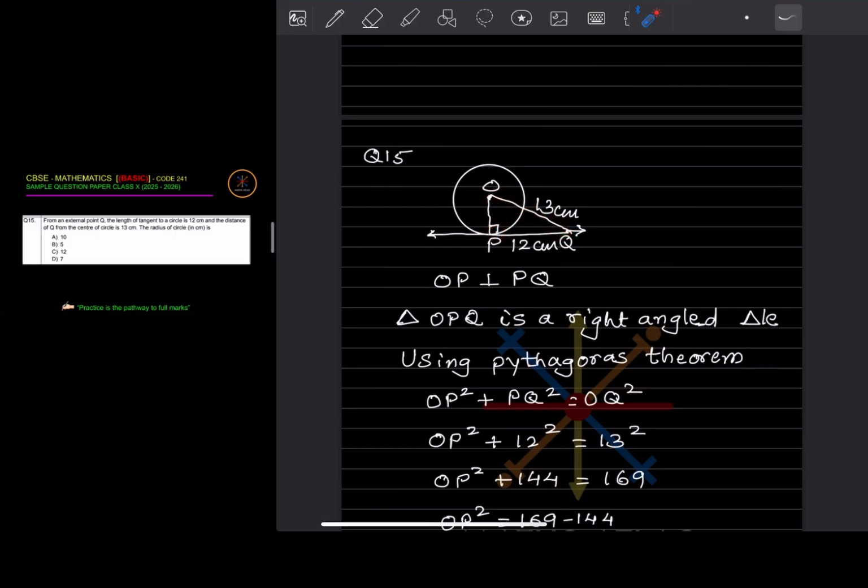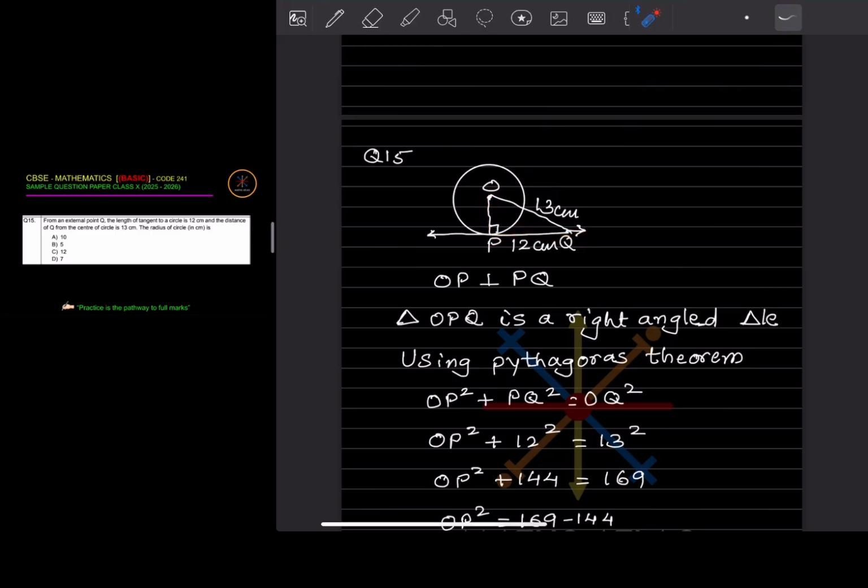So here now, what did they say? From the center of the circle to the point Q is 13. So from here to here, this is going to be 13, and the length of the tangent to a circle is 12. So this PQ is going to be 12. If this figure is clear to you, the other things are simple. Here we can see this OP is perpendicular to PQ. So now we can say this is a right angle triangle.